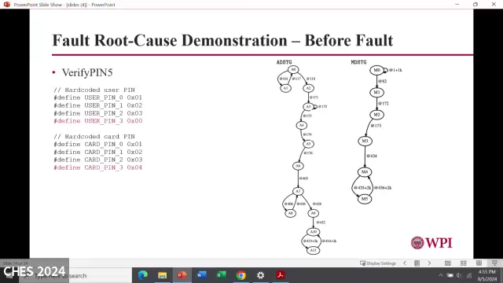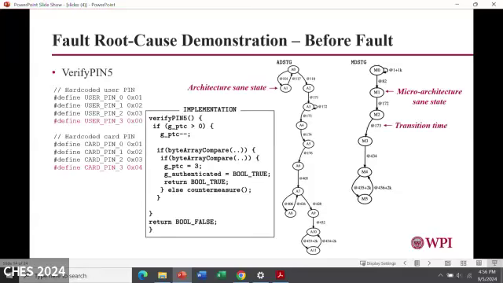And these are the ADSTG and MDSTG graphs of the same machine behavior of this implementation. All these A nodes represent architecture sane states, which represent all the programmer-visible bits. And we have microarchitecture sane states that represent all the bits in the design. And we have transition time. This is just the implementation. I wanted to recap on this.